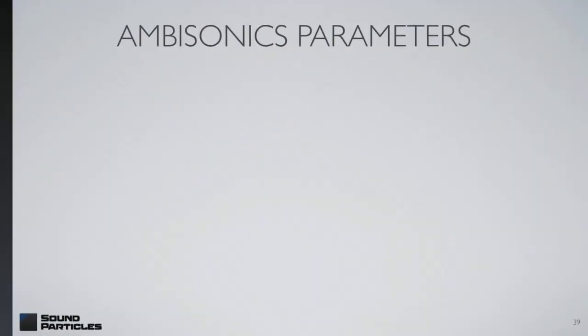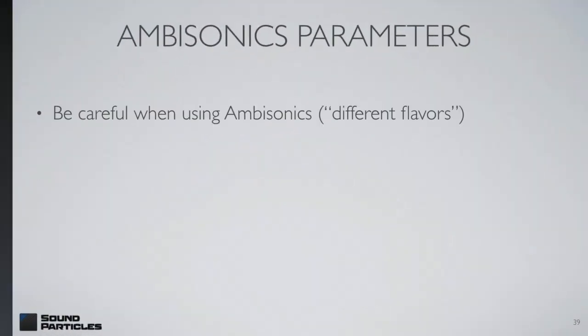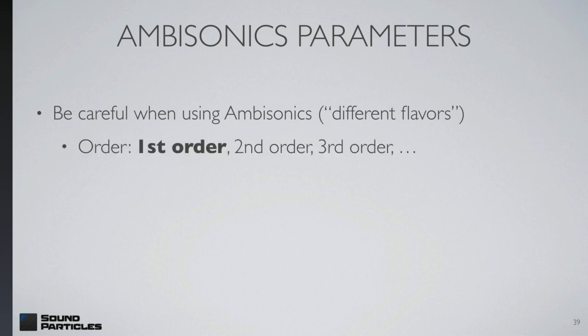When you talk about Ambisonics, be careful because there are so many different flavors of Ambisonics, and you need to make sure that you are working on the exact flavor of Ambisonics. First, we have seen you get first-order Ambisonics, second-order Ambisonics, third-order Ambisonics. The good news is that this is easy. If you have 4 channels, it's first order. If you have 9 channels, second order, and so on, okay?